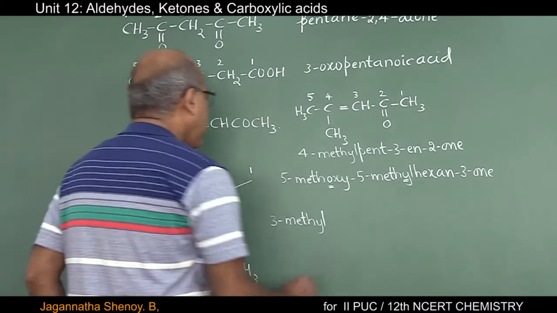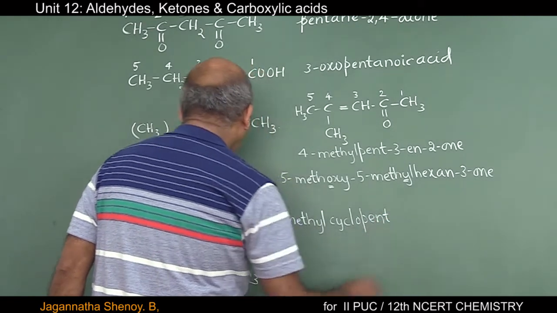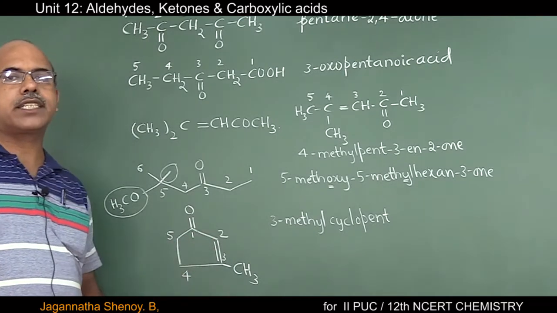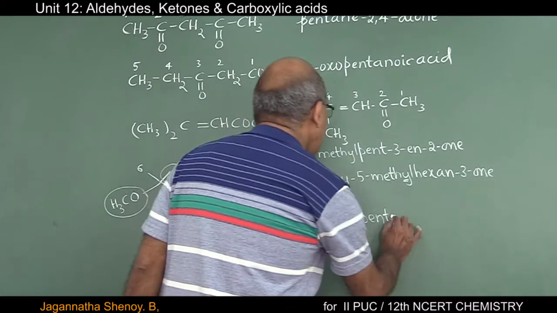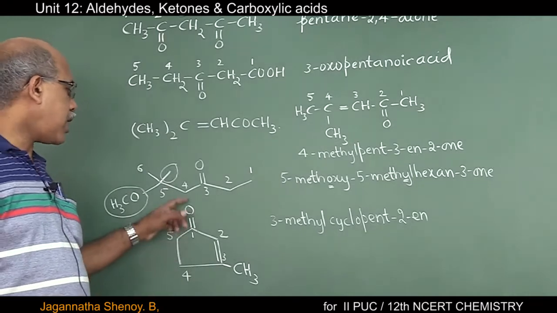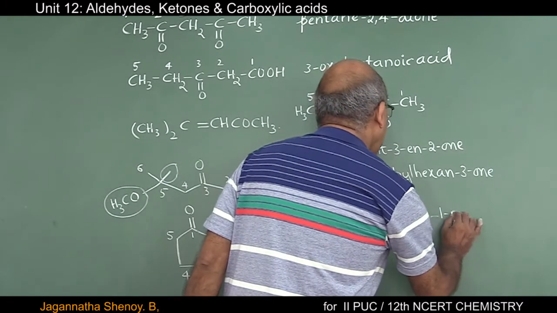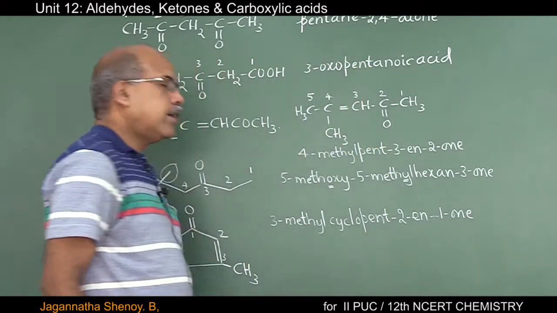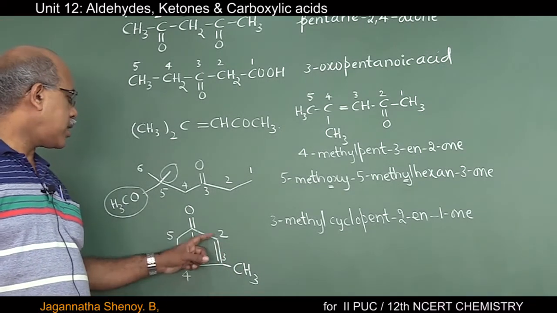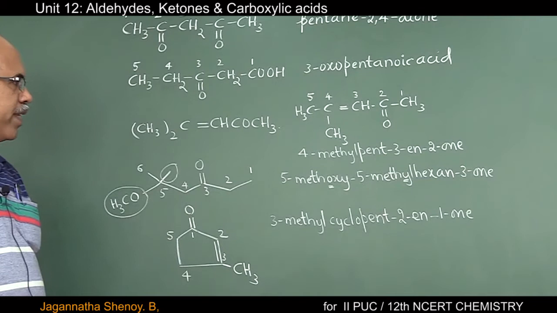Then we have cyclopent. In the cyclopent ring we have a double bond, and that double bond is present after the 2nd carbon atom. That's why I write it as cyclopent-2-ene, and the 1st carbon atom is in the form of a ketonic group. That's why I say 2-ene, 1-one. So what is the IUPAC name of this compound? It's a 3-methyl cyclopent-2-ene-1-one. So this is the IUPAC name.